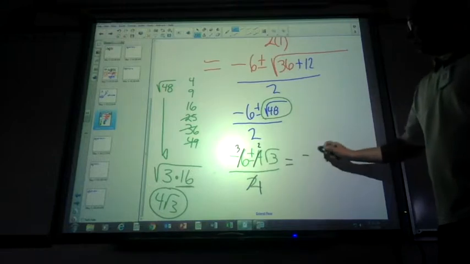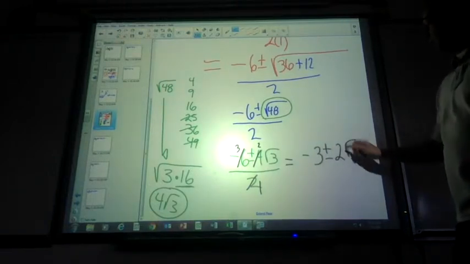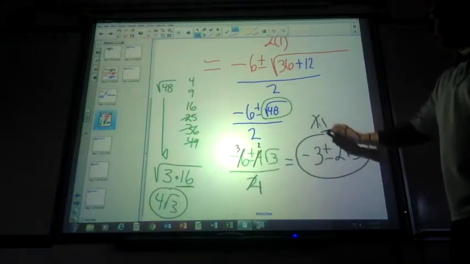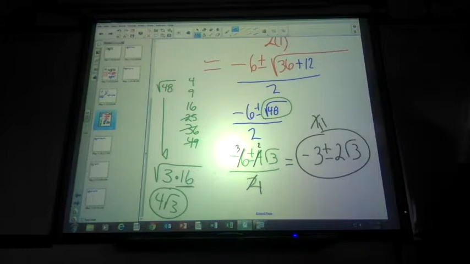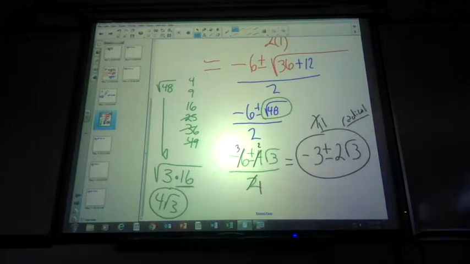My answer is negative 3 plus or minus 2 square root 3. This is my exact answer. This is what x is equal to. X is equal to that, okay? So this is the radical answer. Agree? Any questions on that radical answer?